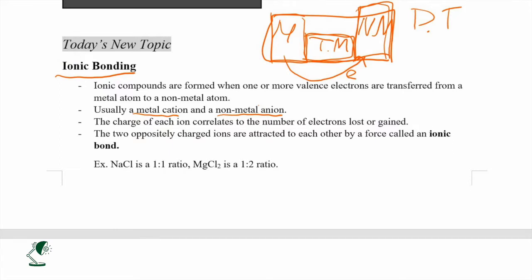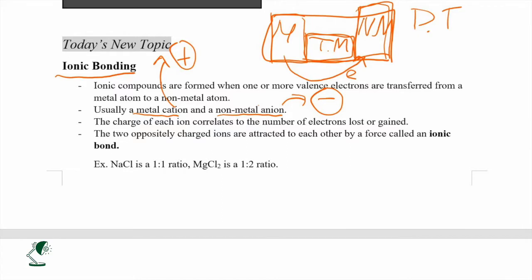Can you recall what a cation is? A cation is an ion with a positive charge. What about an anion? An anion is an ion with a negative charge. Great. Okay, let's keep going. The charge of each ion correlates to the number of electrons lost or gained.